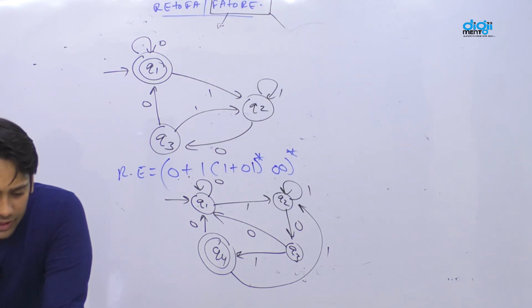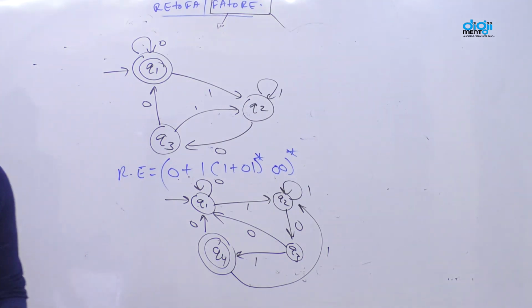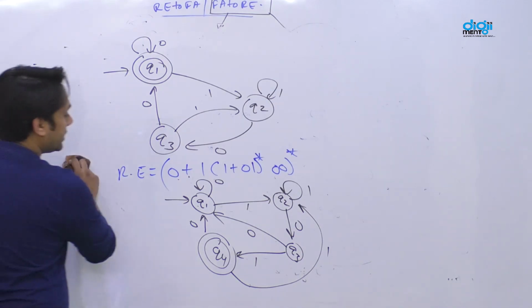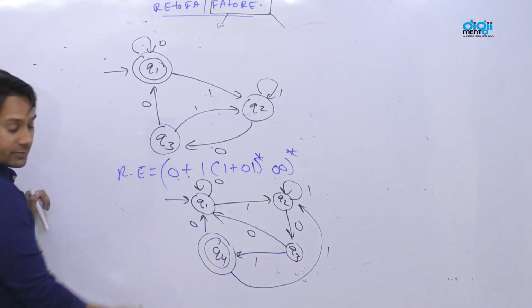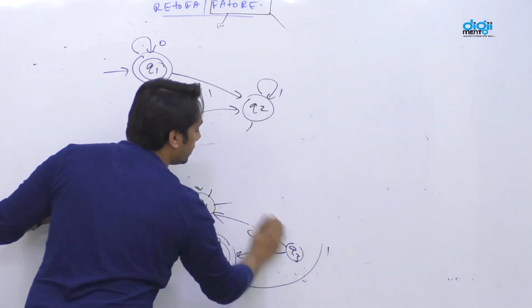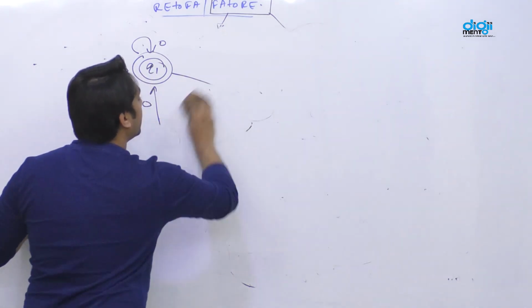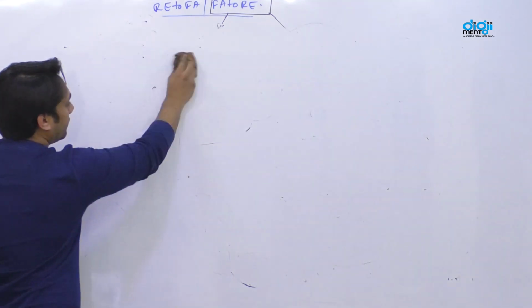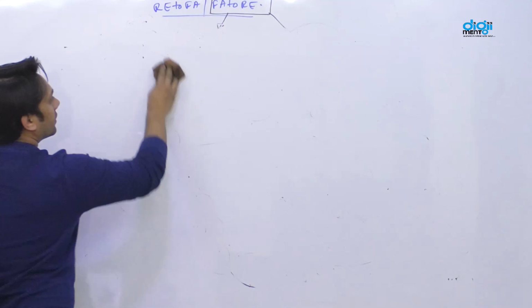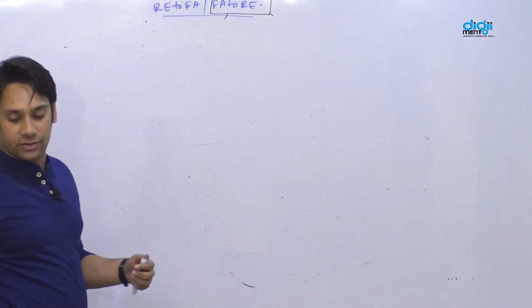I believe this method is very easy for converting finite automata to regular expression. The method was very easy. So now we have a next method, which is the state elimination method. But before the state elimination method, I'm going to tell you how you can convert a regular expression to finite automata. First we will check how we convert a regular expression into finite automata, and then we will look at how to do the state elimination method with FA.